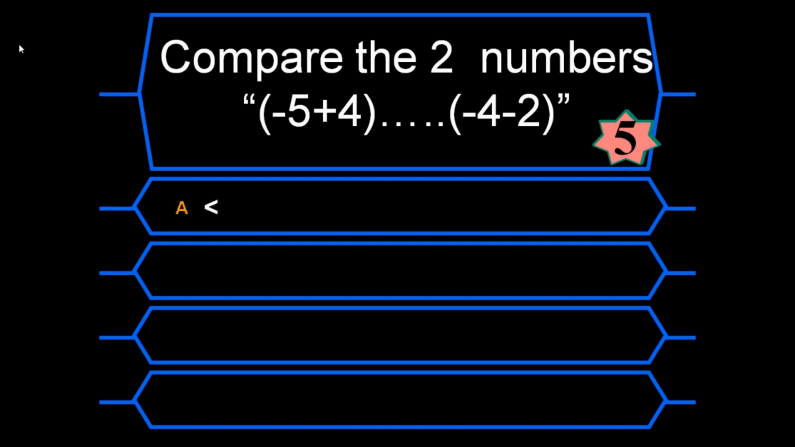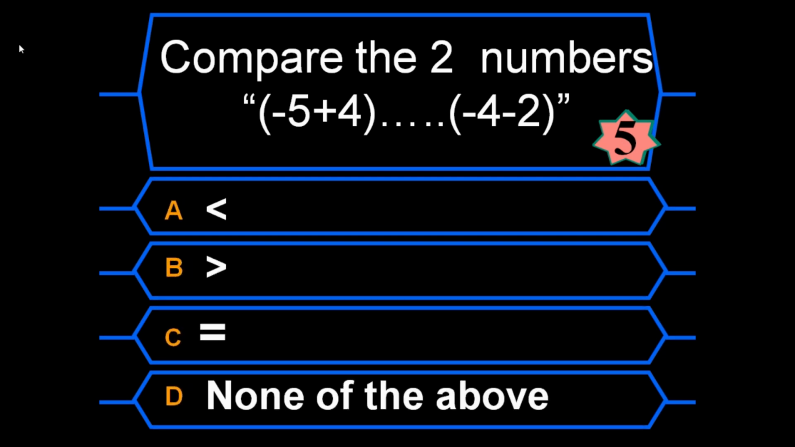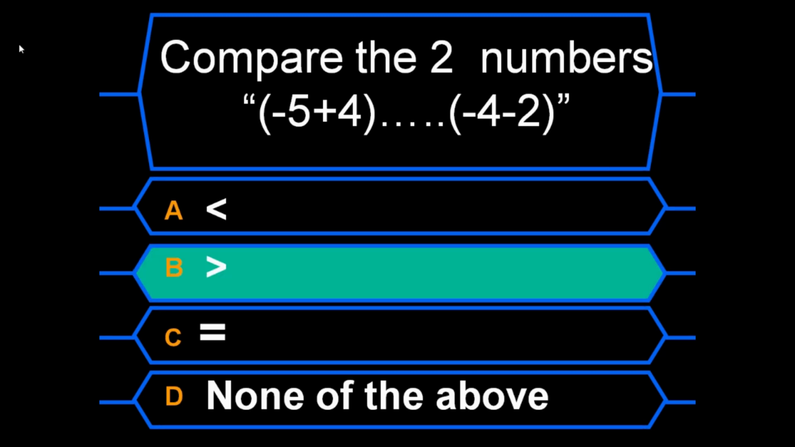Question number 5. Compare the two numbers. Less than, greater than, equals, or none of the above. 5 seconds. Off we go. Remember, minus 4, minus 2. 150,000 pounds. Wow.